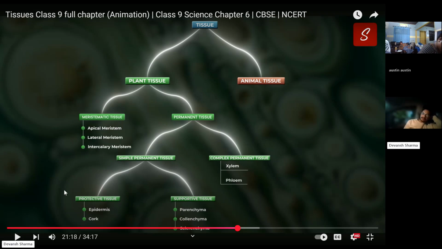Shrideva, from here, can you summarize the entire plant tissue? Yes, sir, I can. Okay, summarize and tell me.